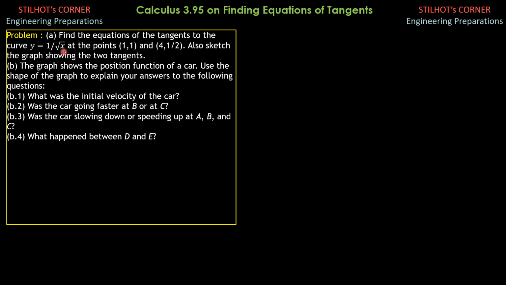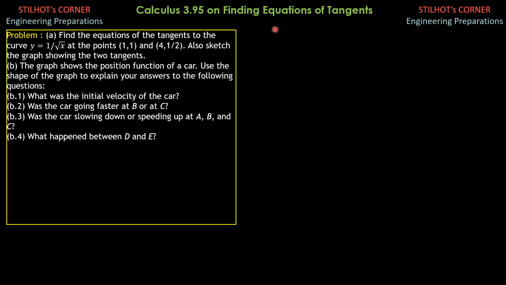Let's go back. When x is 1 over 25, y is 5. When x is 1 over 16, y is 4. When x is 1 over 9, y is 3. When x is 1/4, y is 2. When x is 1, y is 1. When x is 4, y is 1/2. And when x approaches infinity, y approaches 0.